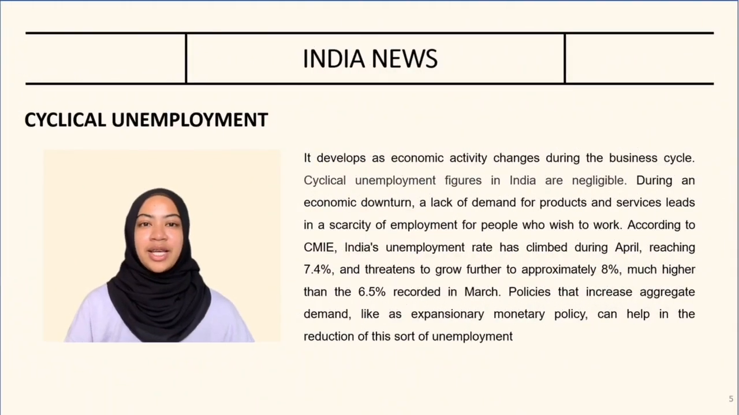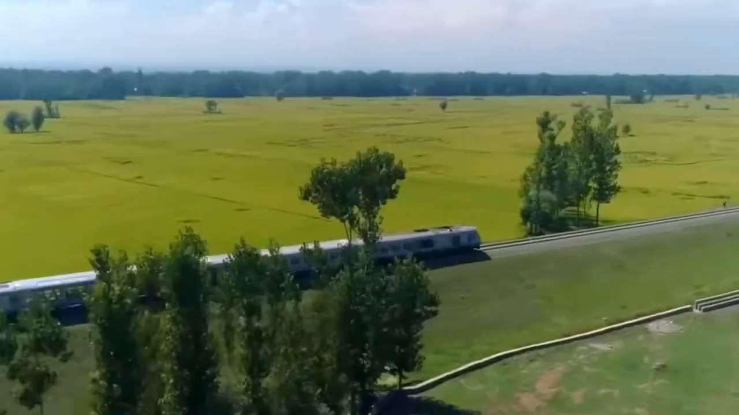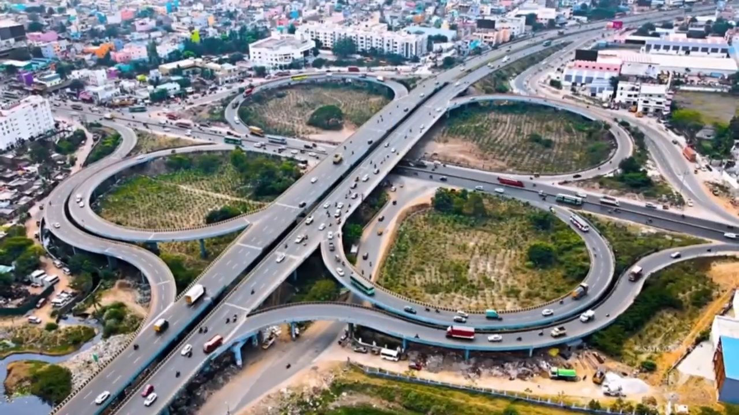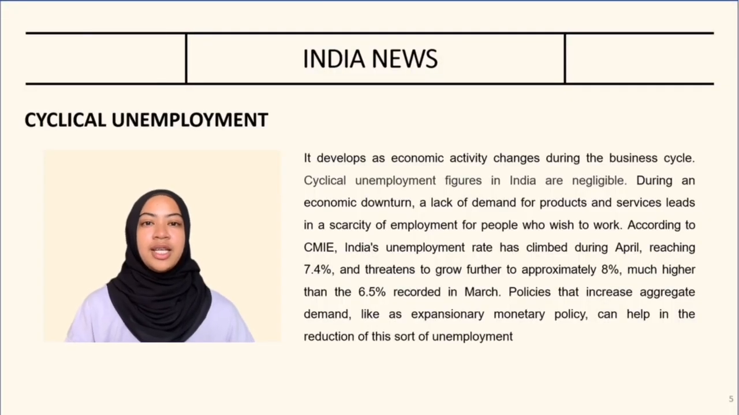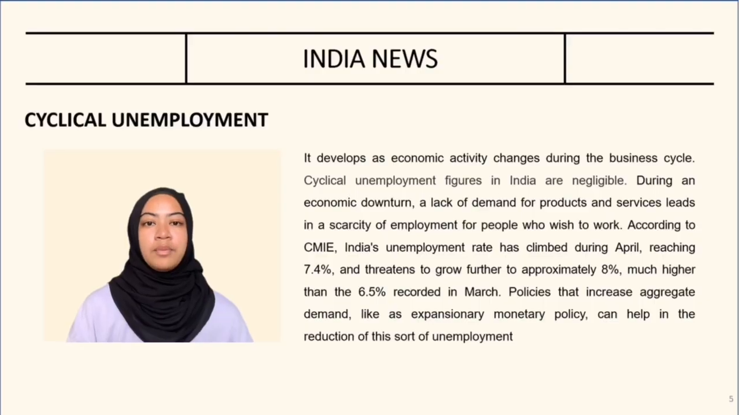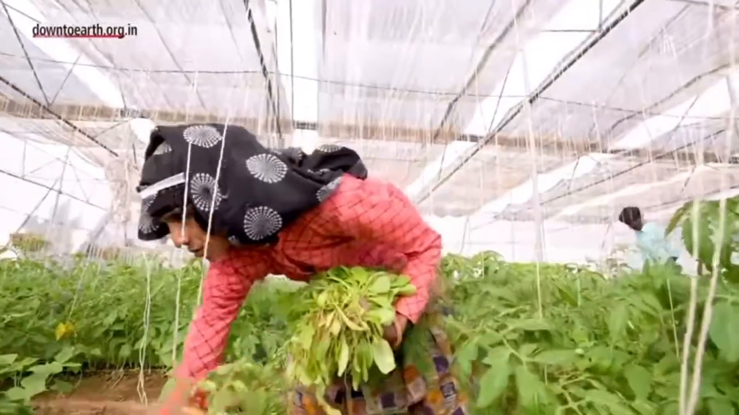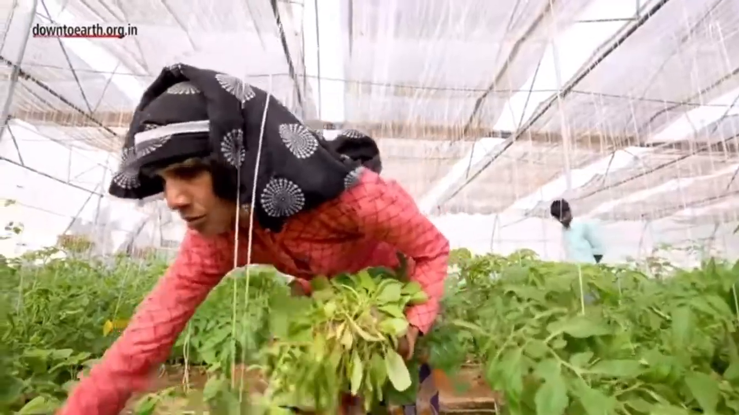Cyclical unemployment develops as economic activity changes during the business cycle, which is a part of a capitalist economy. Cyclical unemployment figures in India are negligible. Consider the increase in unemployment caused by the COVID-19 pandemic. Many businesses experienced lower sales when stay-at-home orders and temporary company closures began in March 2020. Approximately 10 million paid jobs have been lost in urban and rural India, and it is unknown how many people will be able to recover their income.